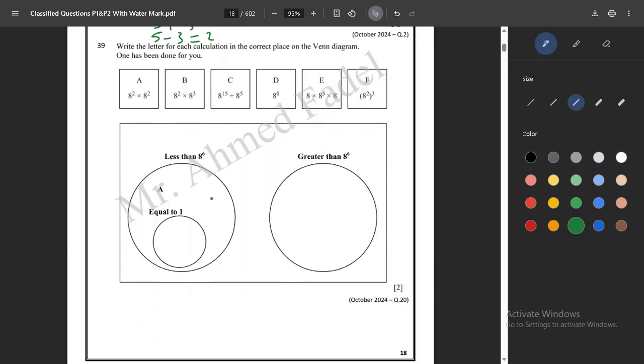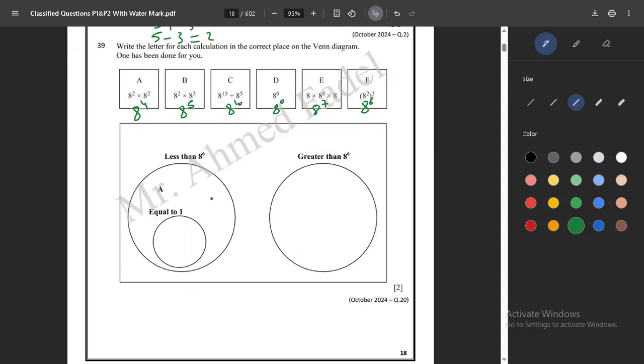Less than 8 to the power of 6. So 8 times 8 to the power of 2 is 8 to the power of 4. 8 to the power of 5. Here is going to be 8 to the power of 10. Here is going to be, it's just 8 to the power of 0 written for us. Here is going to be 8 to the power of 1 plus 5 is 6 plus 1 is 7. Here is going to be 8 to the power of 6. But which ones actually are less than 8 to the power of 6?